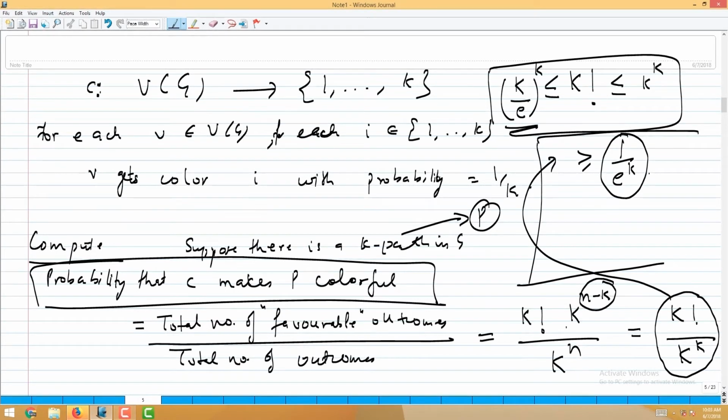So if we want to make it good, what do we want to do? We want to make sure that if it makes a mistake, it does not make a mistake too often, or the probability that it makes a mistake is at most some constant, not 1 minus 1 by e power k. So what can we do to boost this probability up?